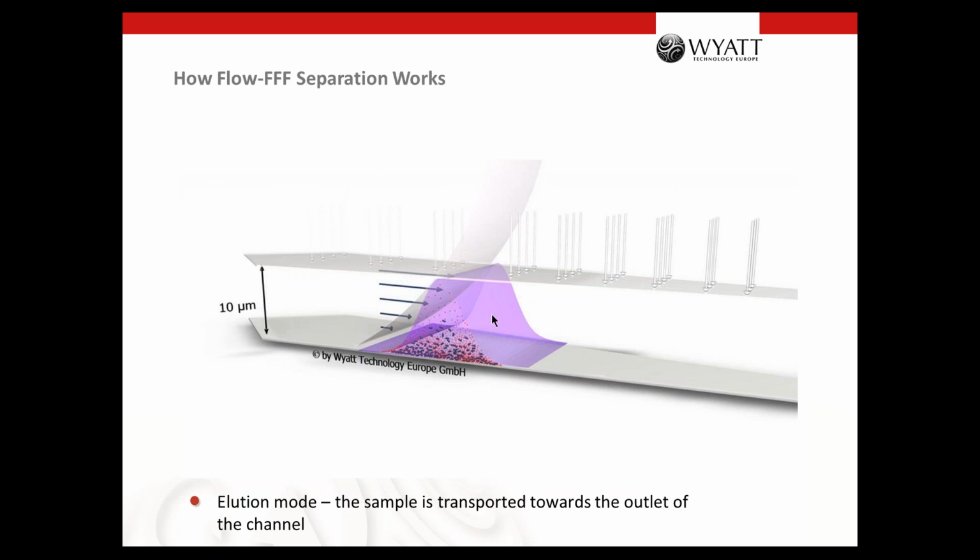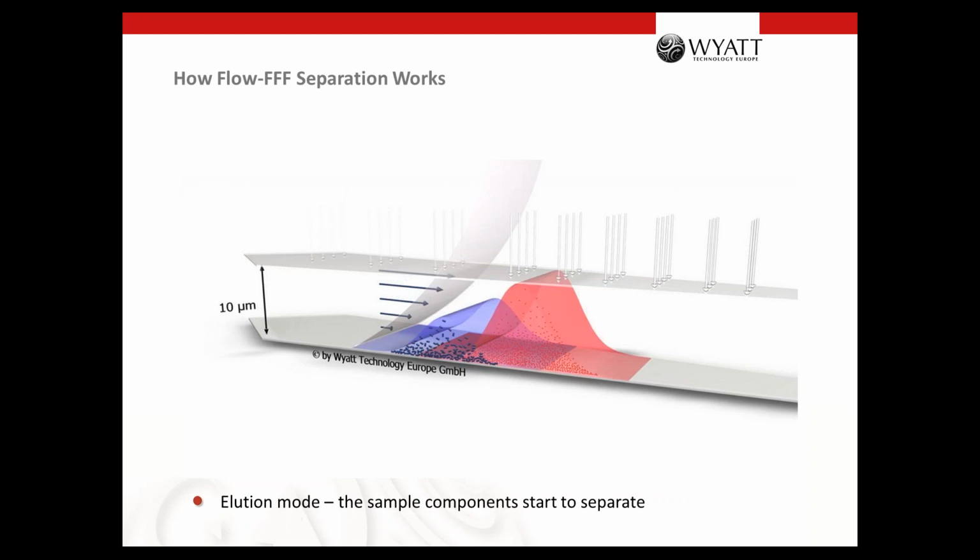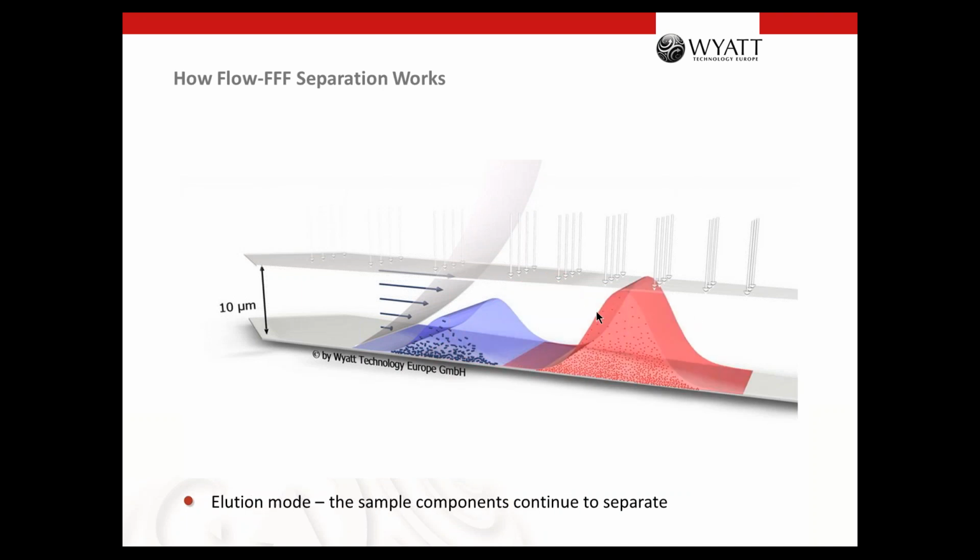So this flow velocity transports the particles to the channel outlet. And the crossflow forces the particles down so that this equilibrium between the bigger and smaller particles stays constant. And during the separation, the smaller particles elute first, because they are in a region where they are more in contact with the higher flow velocities. And that's the reason why the smaller particles elute first.